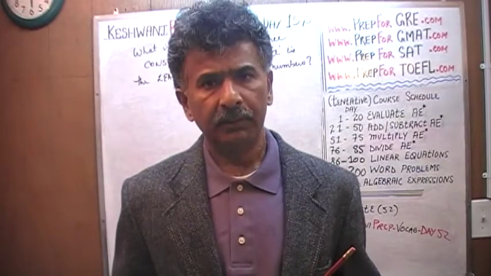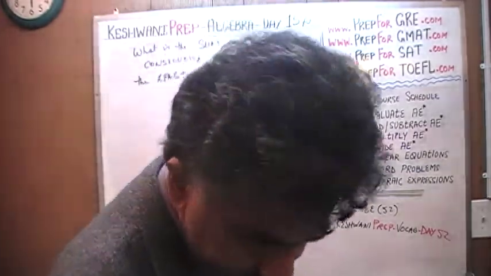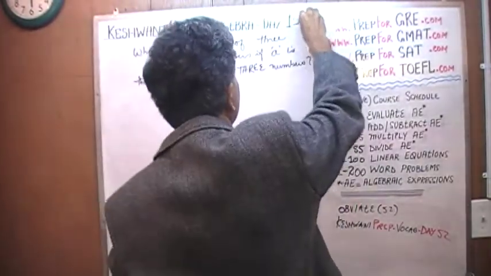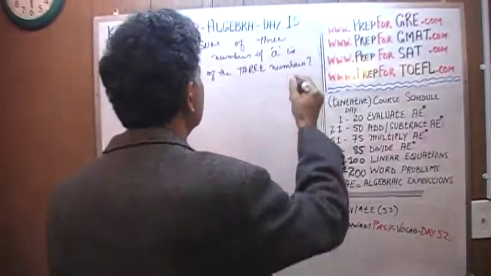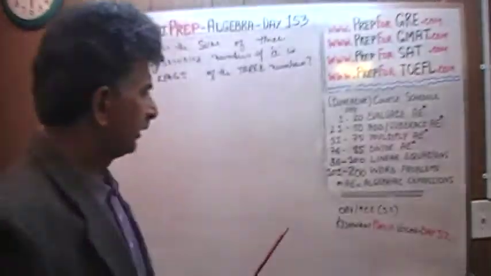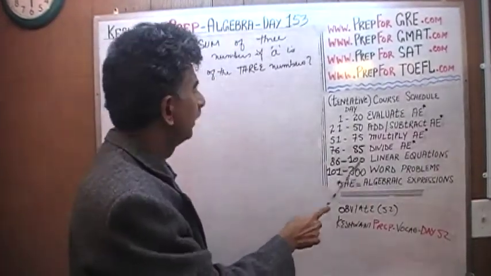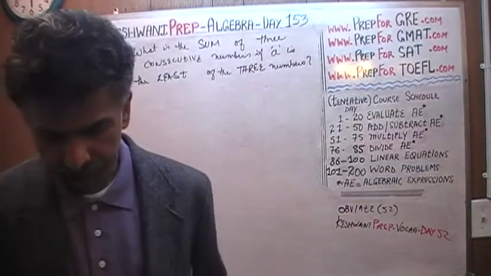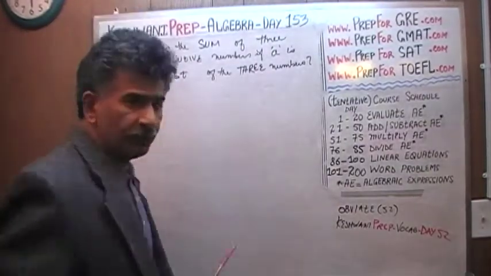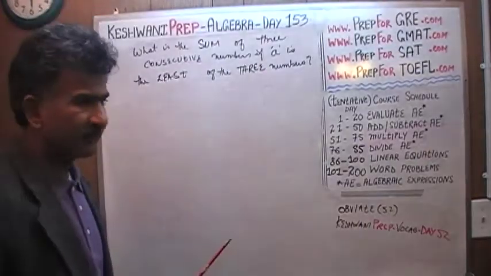Today is our lesson number 153. We are in the process of doing word problems from day 101 through 200. Today is our 53rd day. The problem that you see on the blackboard is the one from yesterday. Yesterday we did a problem which read something like this.